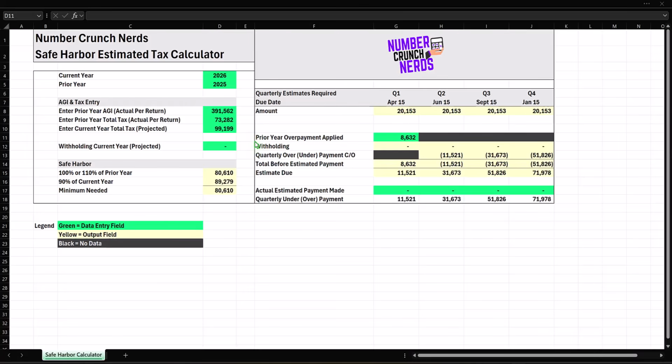And then step number 4, right over here, is to enter our prior year overpayment applied if there was one. This is an overpayment on the 2025 tax return applied to 2026. I'm going to say the amount for purposes of this example is $8,632. And where do we get this number on the tax return? The answer is Form 1040, line 36.